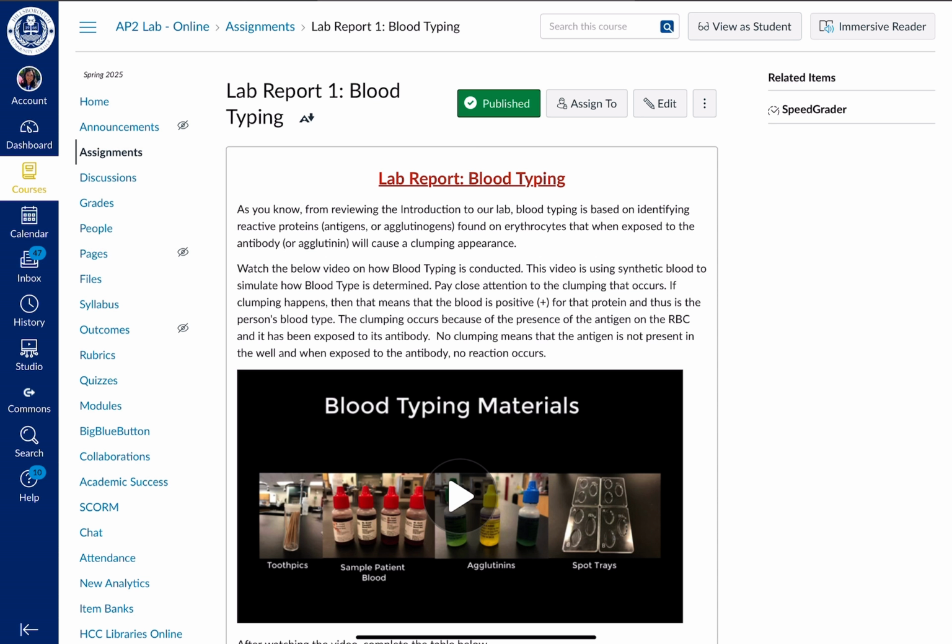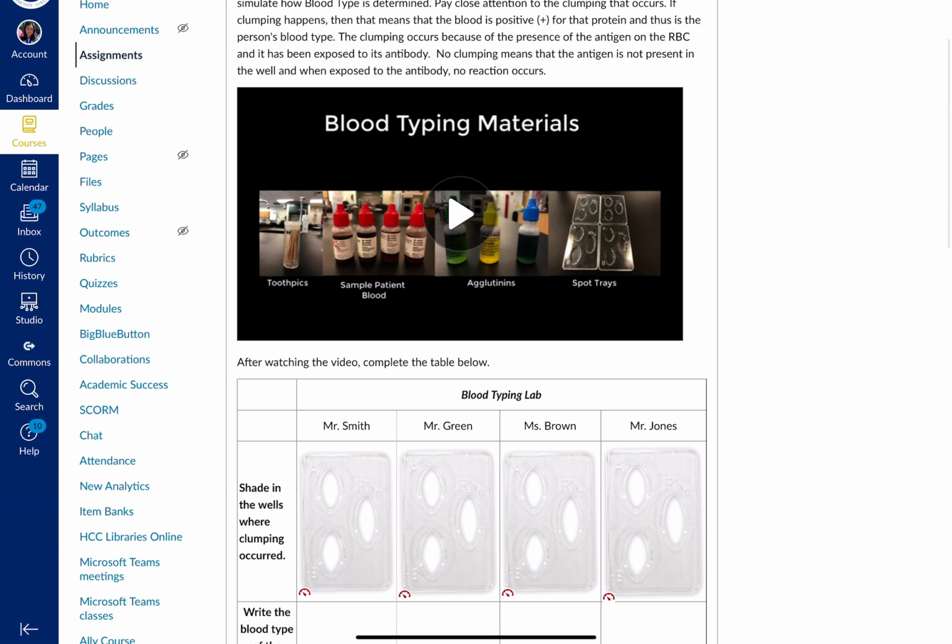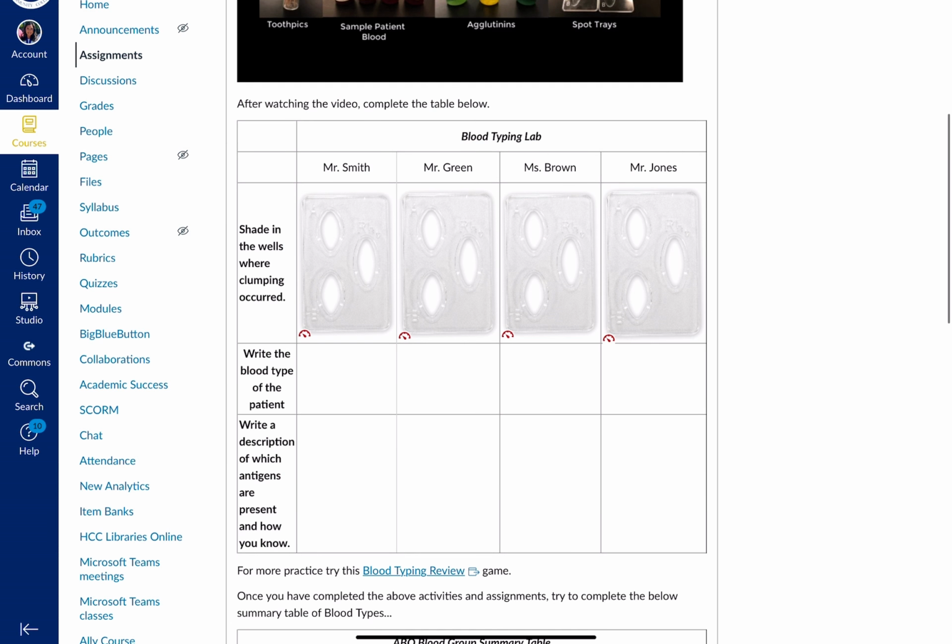So it kind of gives you some background information. There's a video for you to watch where they actually walk you through the blood typing experiment, because we're not face to face, so we can't do this live. So this is one that's been done. And it kind of tells you, for example here, shaded in the wells where a clumping, which is also called agglutination, occurs. Based off of where you see the clumping, write the blood type of the patient here and a description of how you know what blood type it is.